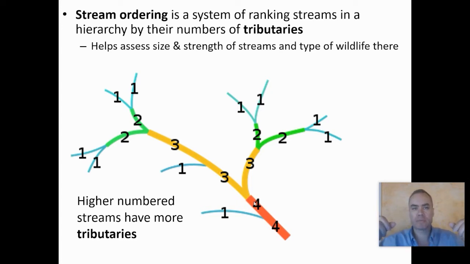And these stream ordering systems are used to figure out where the biggest flow is in rivers, for example, for flooding and things like that, for monitoring, and also to know what type of wildlife might live in different places. So some wildlife prefers to live in smaller creeks and other ones in bigger rivers with more flow. And so you can see a diagram and predict which species might be where.